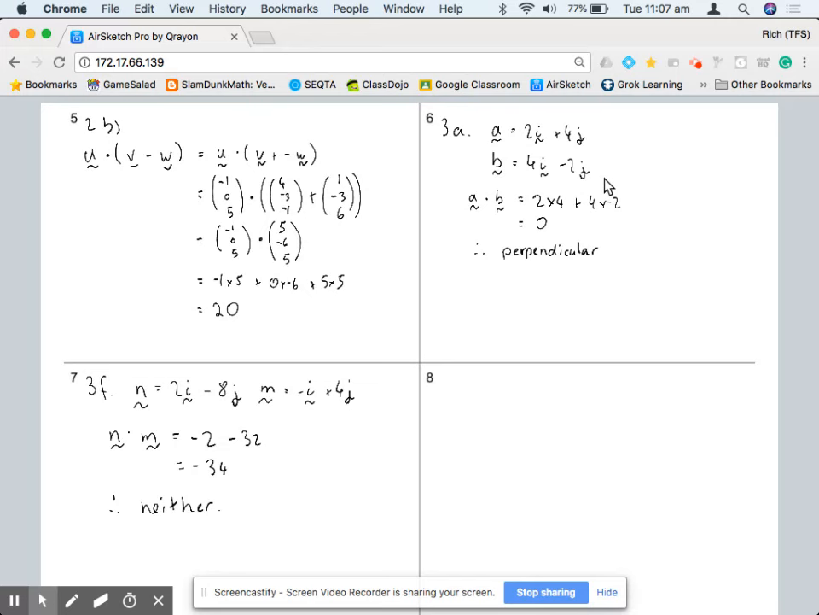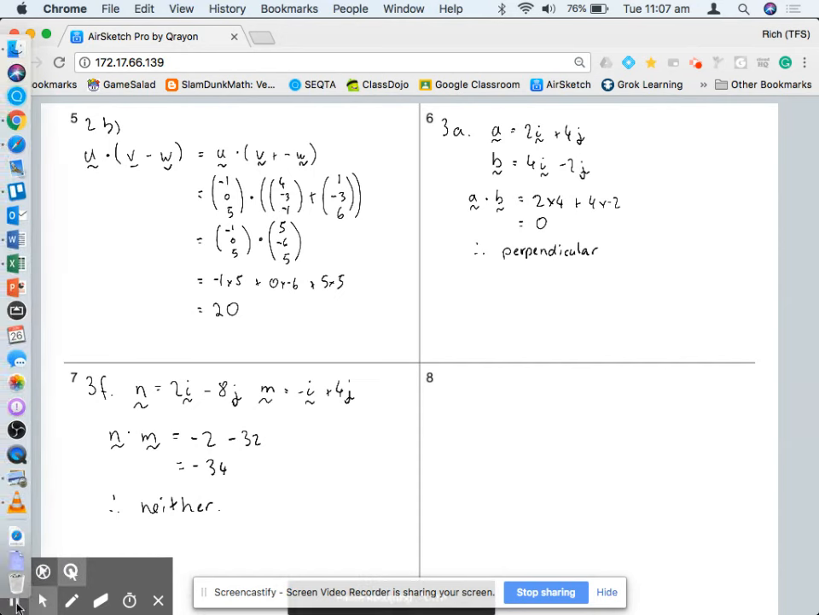So there you go, that's basically what you do. You're using the dot product to work out a single number, and then you're matching it against what's required for perpendicular or parallel, and therefore coming up with a conclusion. So I'm going to give you about 8 minutes to do that, and then we'll finish off by looking at questions 6, 7, and 12, maybe just question 6.